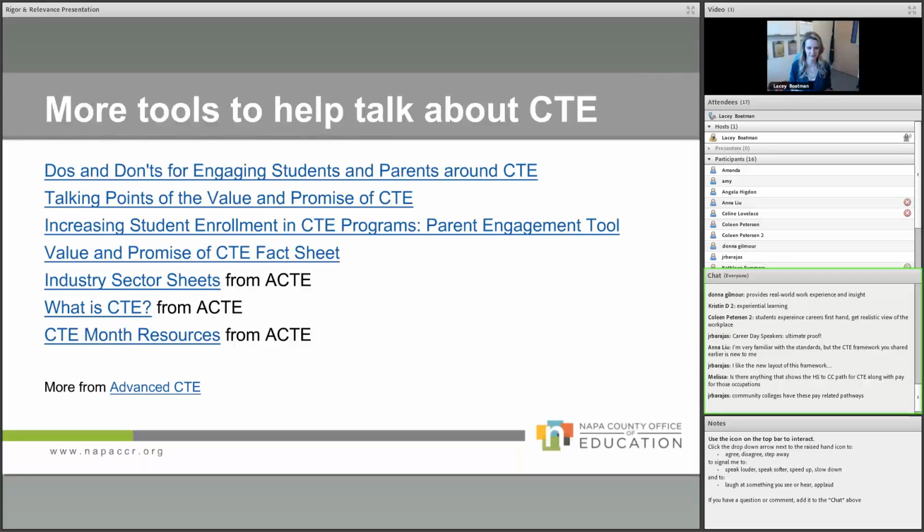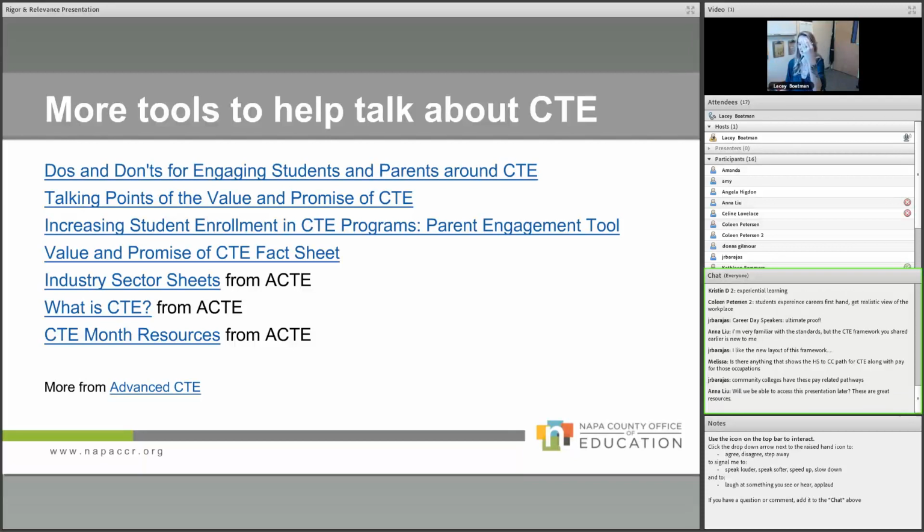I'm pretty sure they're PDFs, but there are do's and don'ts for engaging students and parents around CTE, talking points on the value and promise of CTE, and some tools to increase student enrollment through parent engagement. There's a little fact sheet about the value and promise of CTE. There's a nice industry sector sheet from ACTE. Or rather, this link takes you to different industry sector sheets, sorry. So this link will take you to a page with a lot of other links specifically for various industry sectors.